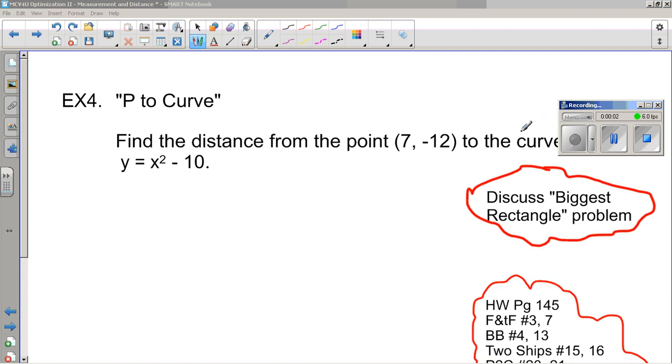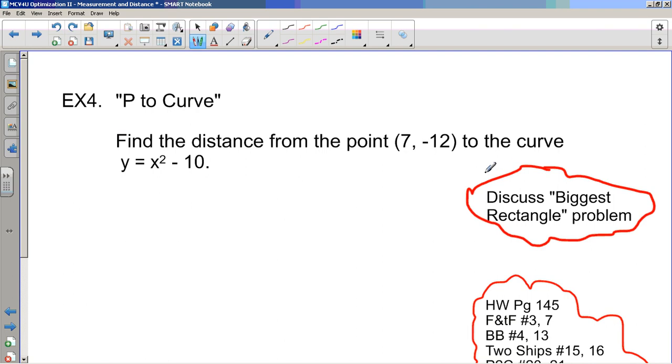All right, here we go for part 3, folks. Example 4, we've got a couple of thought clouds. There's the homework cloud coming up. The biggest rectangle problem we're going to save for the warm-up for the next video, so I'm not even going to discuss it. But this is an interesting one. Find the distance from this point to this curve, which is an interesting problem.